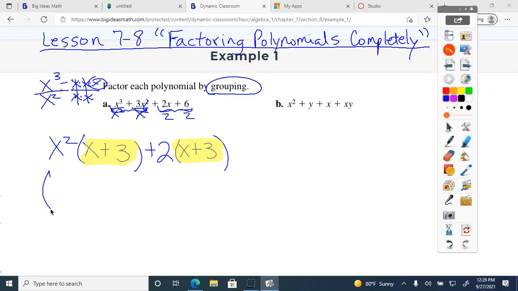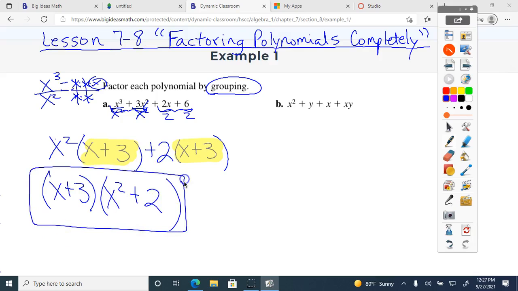Just like I brought x squared out front of here, and just like I brought 2 out in front of there. So that'll be x plus 3 times, if I bring those out front, what do I have left? X squared plus 2. Done. That's it? That's it.